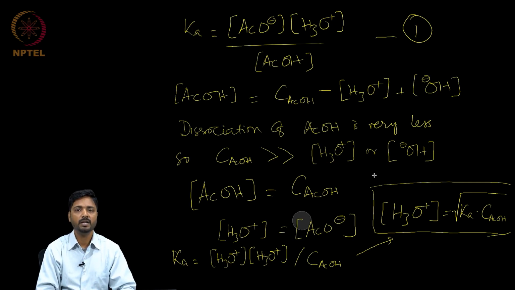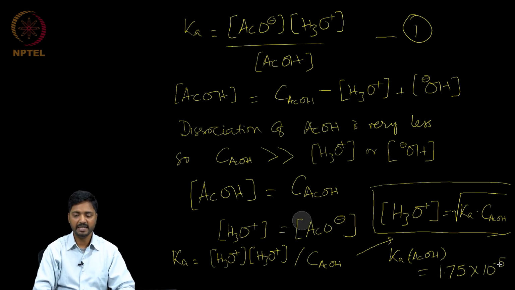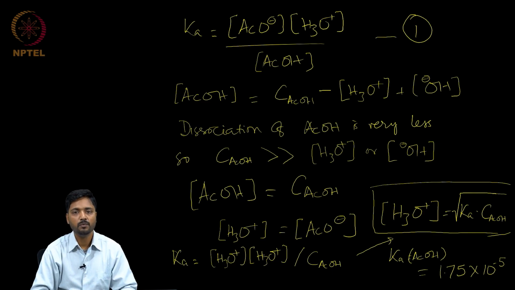Now, at this stage, it is also important to convey that the Ka value of acetic acid is known to be 1.75 times 10 to the power of minus 5. So, indeed it is a weakly dissociating acid. Now, with the Ka value and the concentration of acetic acid originally taken available to us, it would be straightforward to calculate the hydronium ion concentration of this medium.